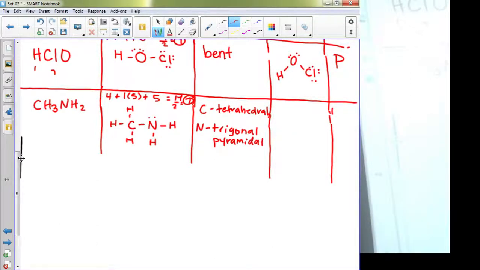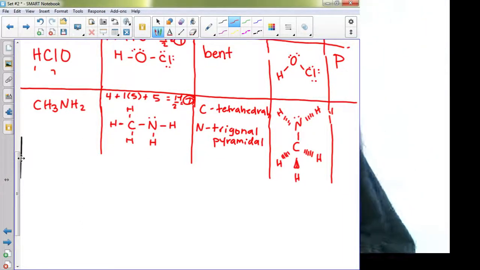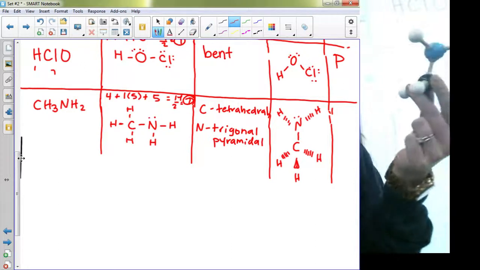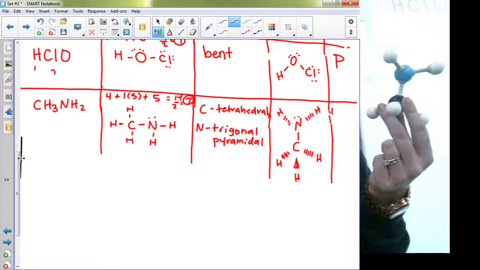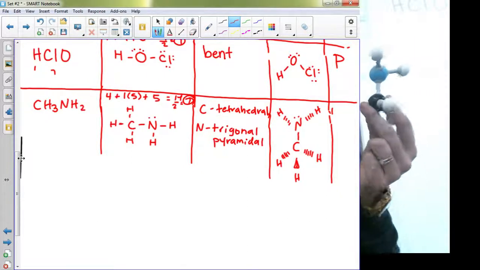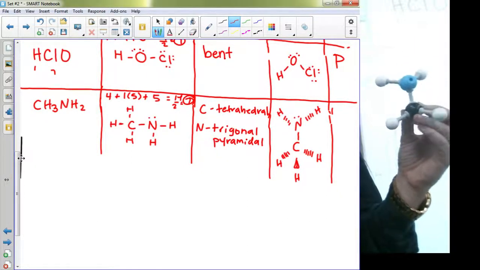Now let's be adventurous and see if we can draw this. Okay, so I'm going to show my carbon at the bottom with my hydrogen going out. This hydrogen going back. Attached to the nitrogen at the top. With these hydrogen going back. That's the way I do it. Like this. Technically like that is how I do it.